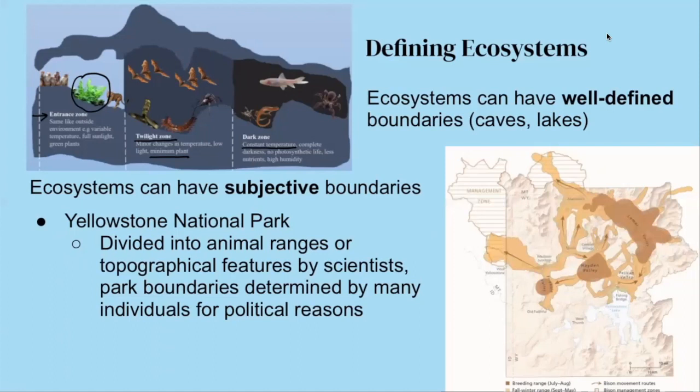So if we look at Yellowstone, no ecosystem is really going to have this straight of a boundary right here. It's been determined by people that this is an area that we want to preserve. So for whatever reason, even though bison move out of Yellowstone into this other area in the fall and winter, that's not a part of our national park because it's been determined by our government that that's not part of the area that we are preserving.